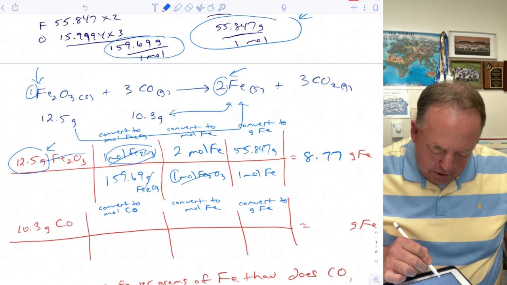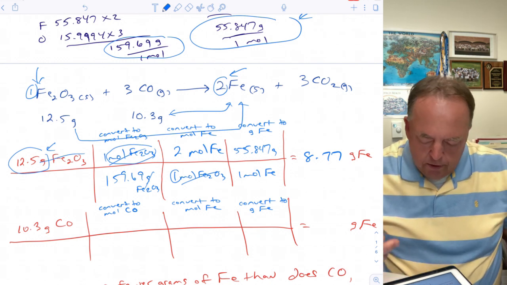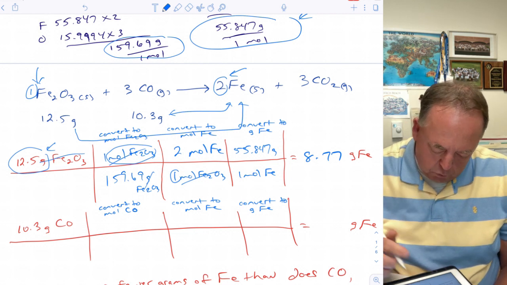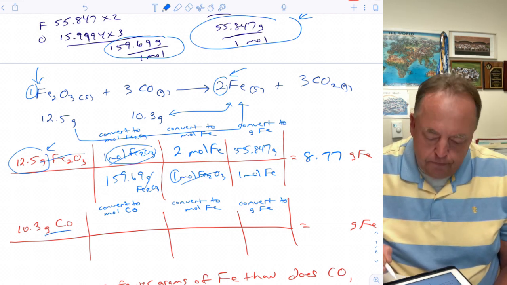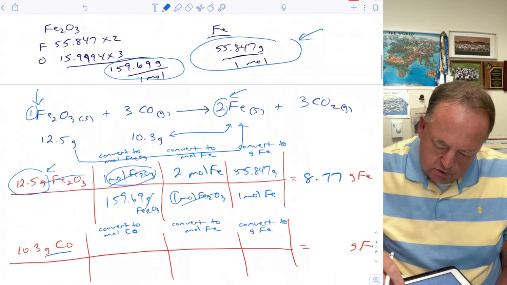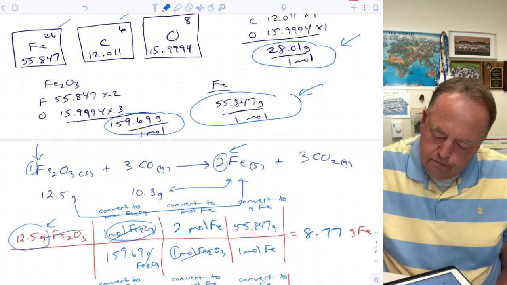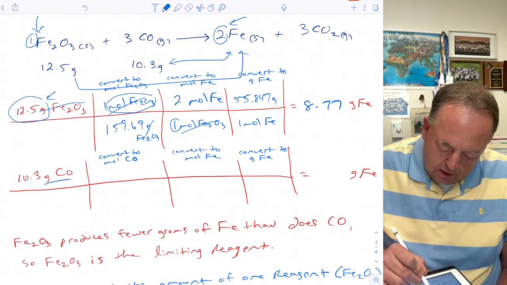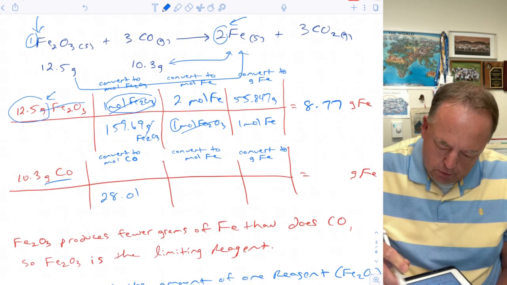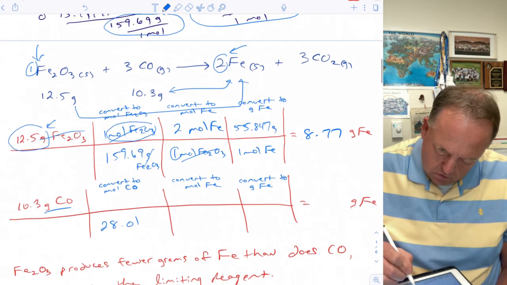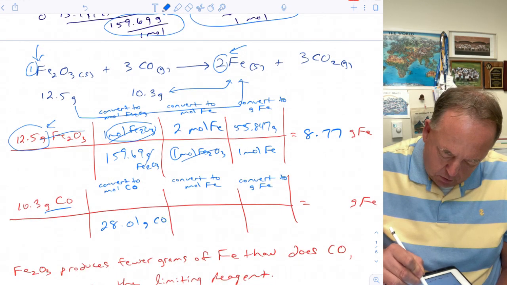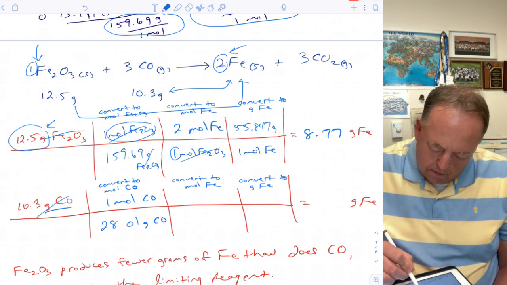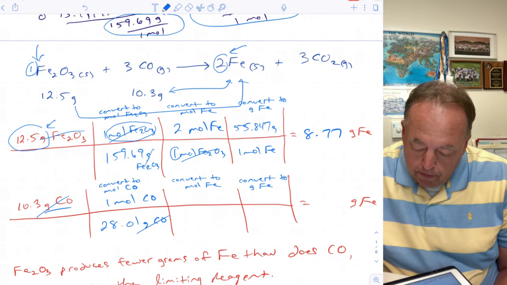For the 10.3 grams of carbon monoxide. So let's see how much iron you could make from 10.3 grams of carbon monoxide. So first we're going to convert grams to moles. That's again where we use the molar mass, 28.01 grams per mole. Since grams is on top, we need grams on bottom here, 28.01, right? Grams of CO per 1 mole of CO. So then grams of carbon monoxide cancel. Now we have moles of carbon monoxide.